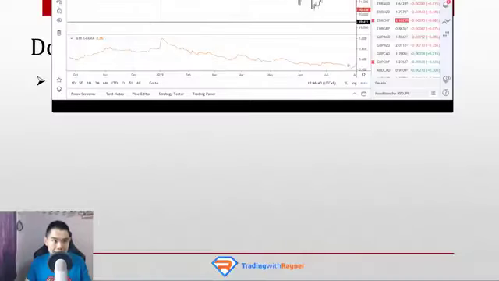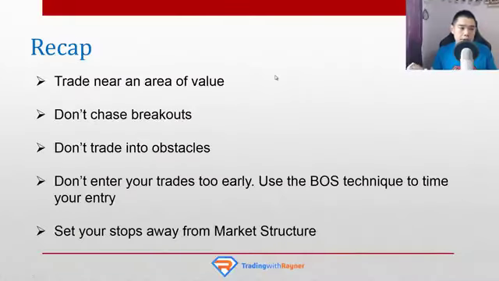So with that said, let's do a quick recap. Number one, you want to be trading near an area of value. Number two, don't chase breakouts, because when you chase breakouts, that's where the market is primed to do a reversal or a pullback. And also, there is no logical place for you to set your stop loss. Number three, don't trade into obstacles. Don't buy into resistance, don't short into support.